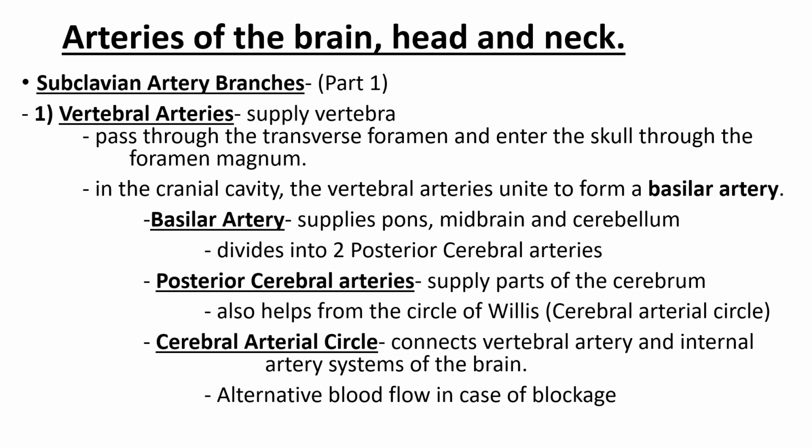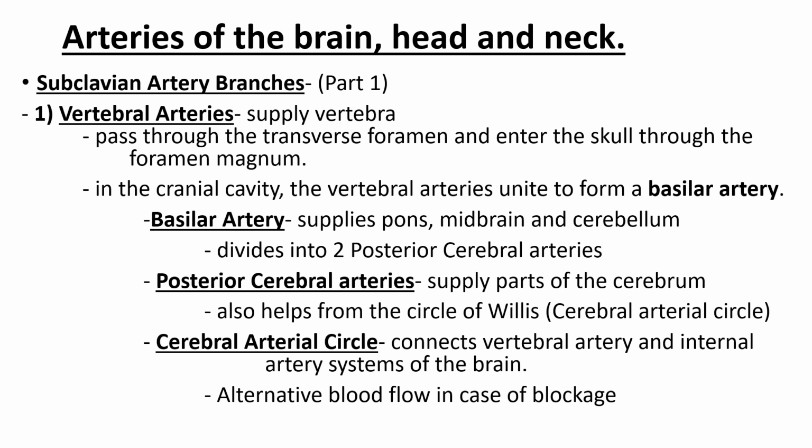In the cranial cavity, the vertebral arteries unite to form the basilar artery. So our basilar artery is going to supply major parts of the brain, specifically the pons, the midbrain, and the cerebellum. Then it's going to split into two posterior cerebral arteries. These are going to supply the cerebrum. It's in the name, posterior cerebral, supplying the cerebrum.